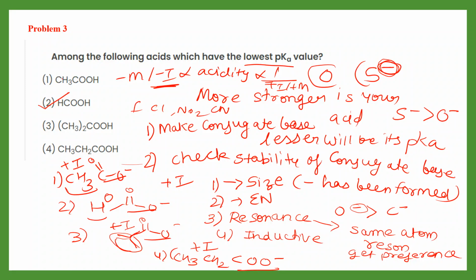So can you tell me among first, third, fourth, what will be the order of decreasing acidity? Let me write here: decreasing acidity order. Can you tell me among one, three, four? Let me tell you in advance that 3 degree carbon, 2 degree.